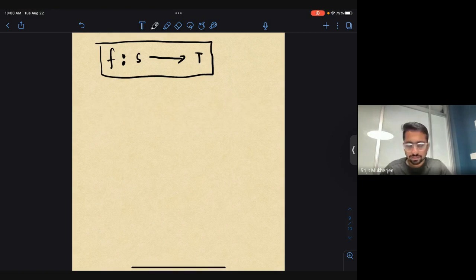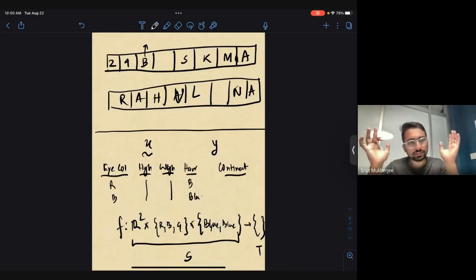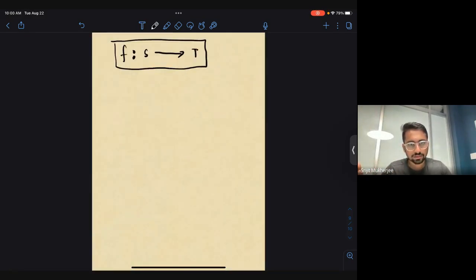Now there's a problem. The problem is this: with the same eye color, same height, same weight, and same hair color, they can correspond to two different continents. Let's say one is from America, one is from Australia. Same data, different continents. So the data doesn't correspond to a function, because the same data can correspond to different outputs, or similar data can correspond to different outputs, right?